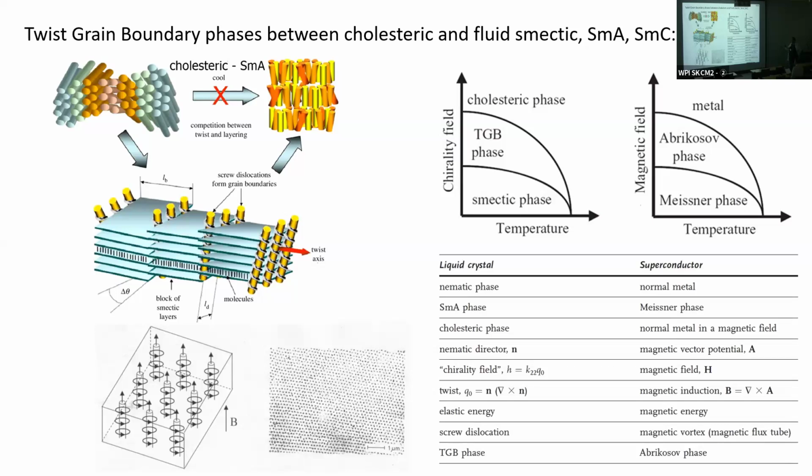Okay, so basically what's happening is that the twist of the cholesteric phase is not allowed in the smectic A phase. So there's a competition between twisting and layering, and that is being resolved by introducing screw dislocations, which form an array, and this array of screw dislocations acts as a grain boundary between smectic A blocks of different twists. And that's how the structure supposedly looks.